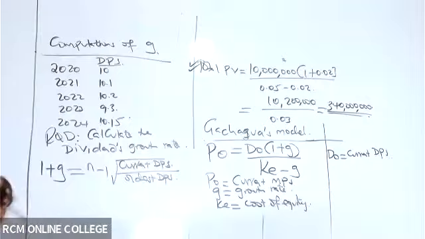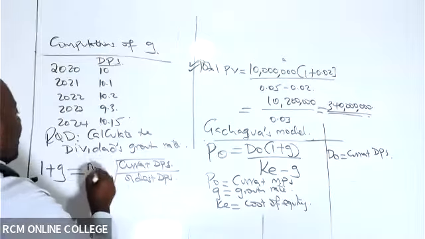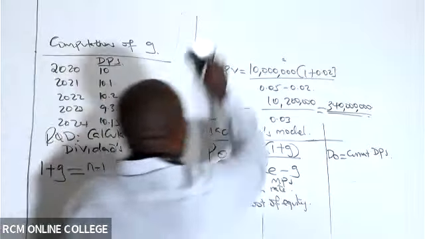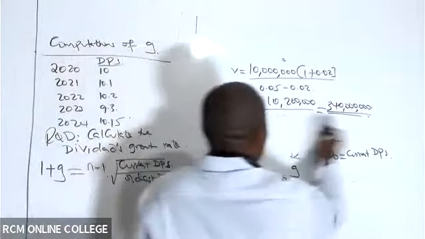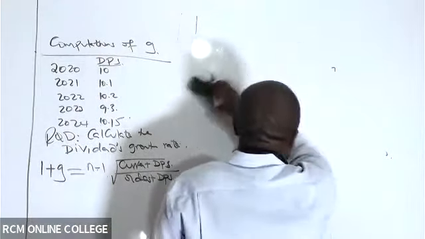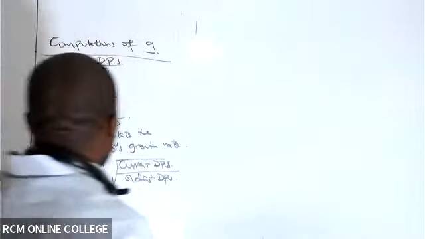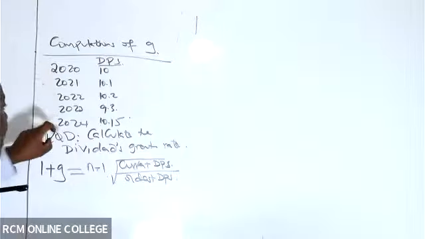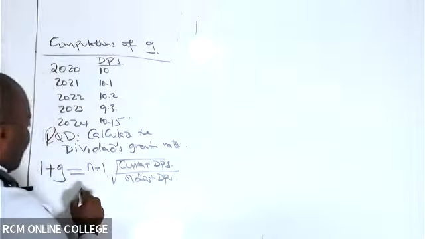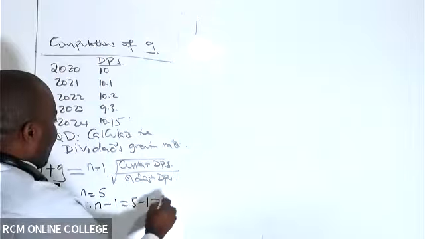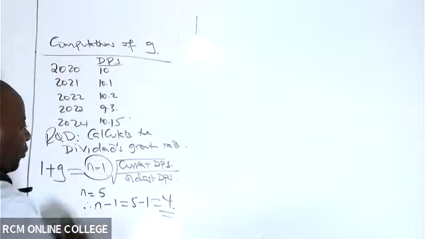So 1 plus growth rate, normally we write like this: 1 plus growth rate equals the N minus 1 root of current DPS over oldest DPS. N represents the number of years. If you count, these are 1, 2, 3, 4, 5 years, so N in this case is 5. And therefore N minus 1, 5 minus 1, will be 4. So here we should use 4.